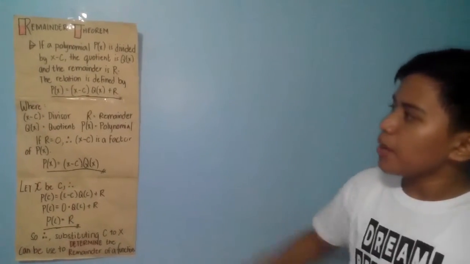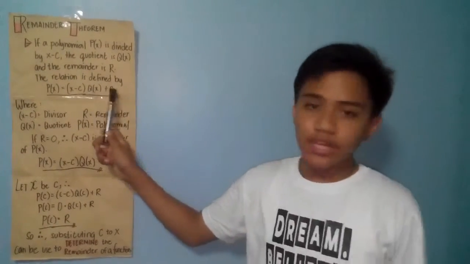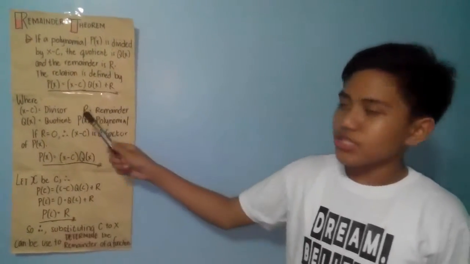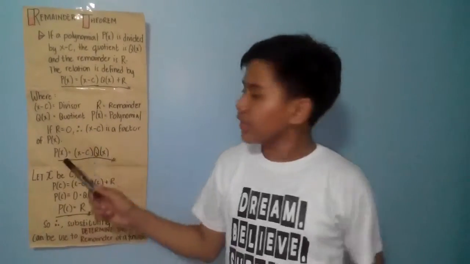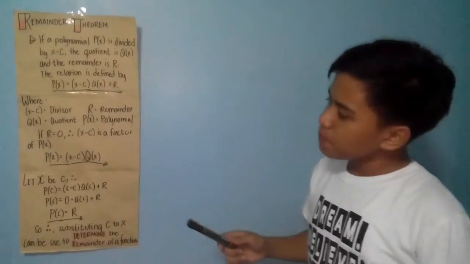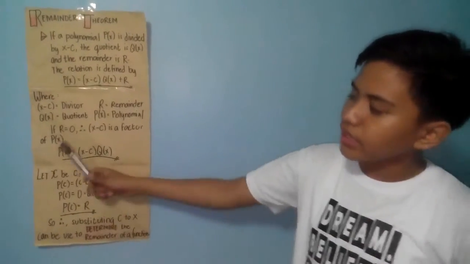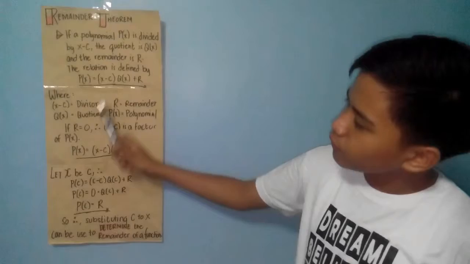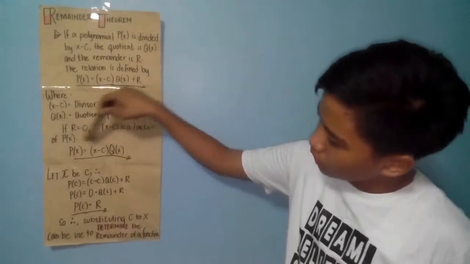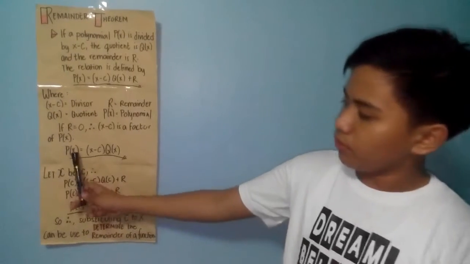The relation is defined by p of x is equal to x minus c times q of x plus r, where x minus c is the divisor, r is the remainder, q of x is the quotient, and p of x is the polynomial. If r, the remainder, is equal to 0, therefore x minus c is a factor of p of x. Like in this equation, we can see that if the remainder is 0, we can conclude that x minus c, or the divisor, is a factor of the polynomial p of x.